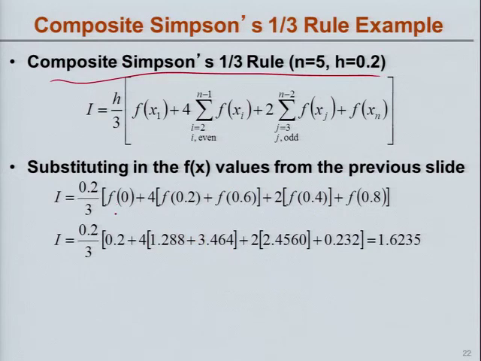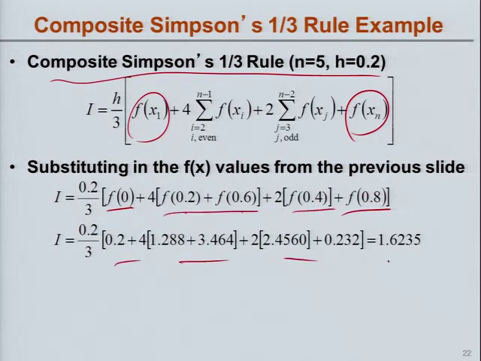Plugging our numbers in here. Function value at 0, that's that point there. Function value at 0.8, that's that value there. Then the even points are the function value at 0.2 and the function value at 0.6. The odd point is just the function value at 0.4, there's only one of the odd points. The even points are multiplied by 4, the odd by 2. You stick the numbers in, and we now get a value of 1.62.